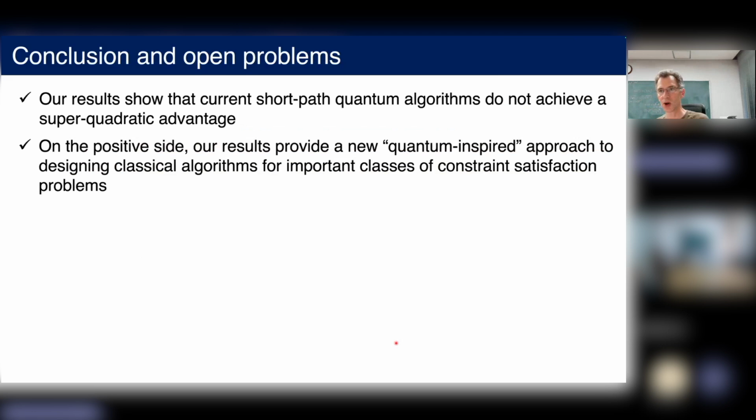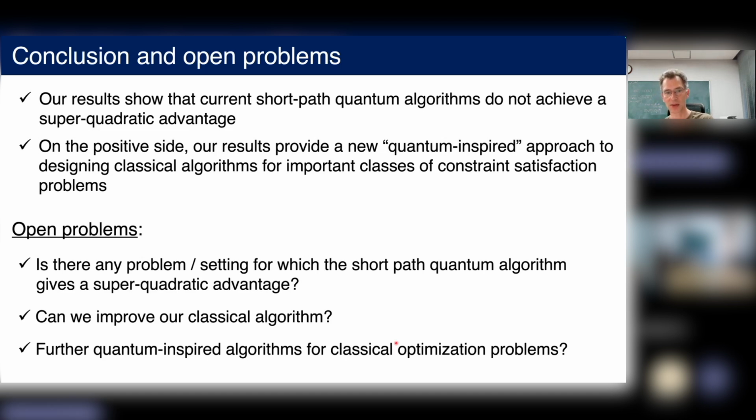And so to finish, our results show that current short path quantum algorithms do not achieve a super quadratic advantage. And so it's, in some sense, a negative result. But on the positive side, this gives a new quantum-inspired approach to design classical algorithms for important classes of constraint-satisfaction problems.